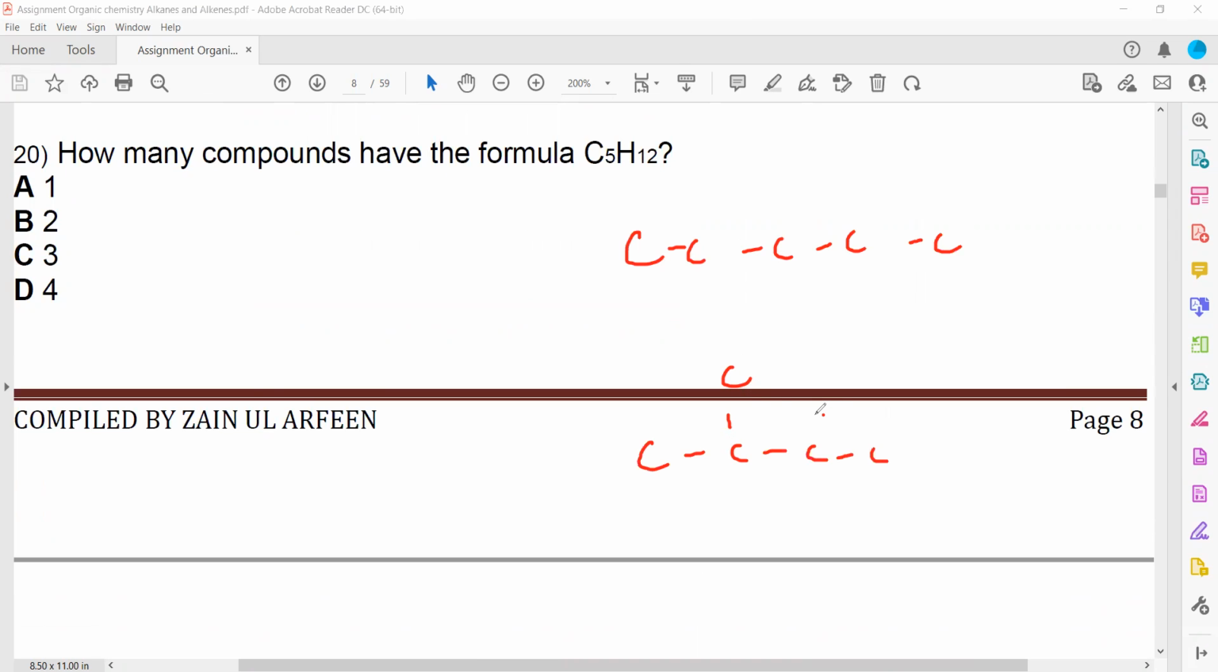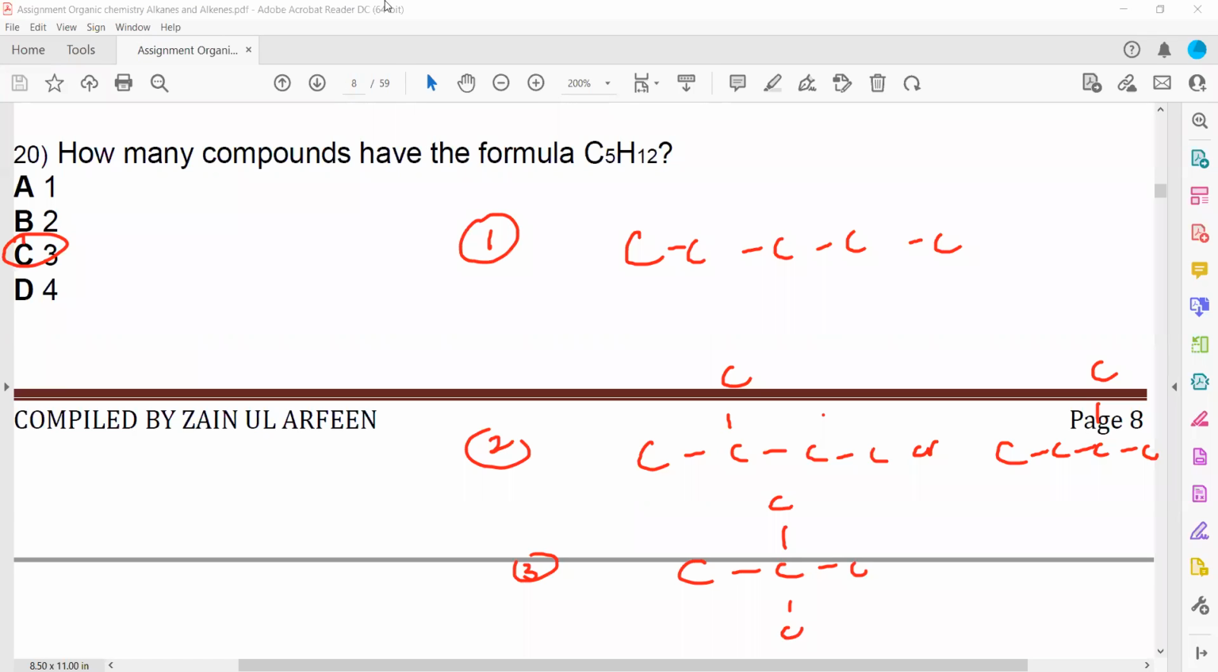I cannot put a branch on my right hand side because if I put it on this or this, these two are the same structures, no difference, because this will be 2-methylbutane, this is also 2-methylbutane. So this is one, this one is two. And then what is the possibility? We may have 3 carbons and 2 branches, one up and one down. So these are the possible structures, no other possible structure for pentane. So C is the right answer, the possible isomers of pentane.